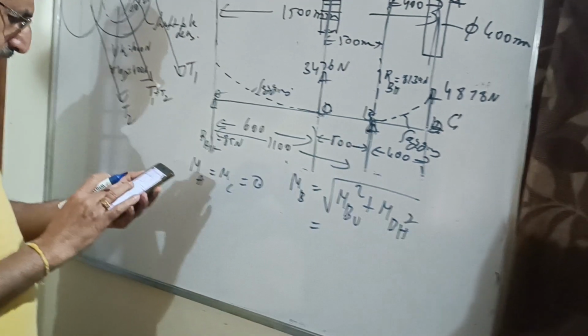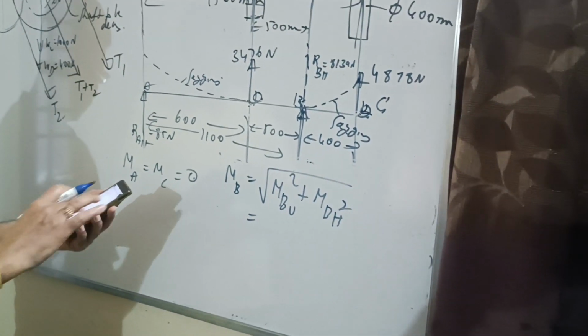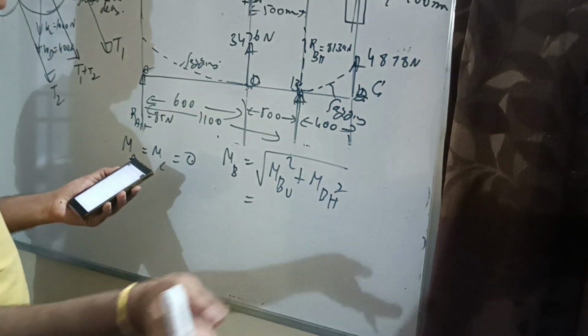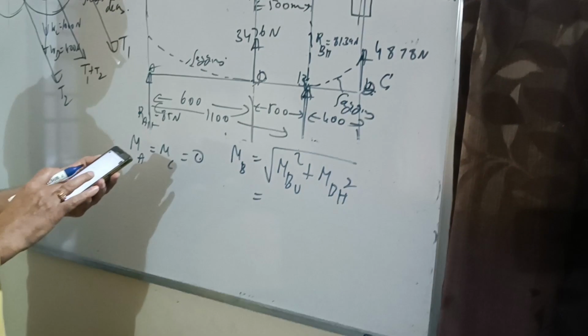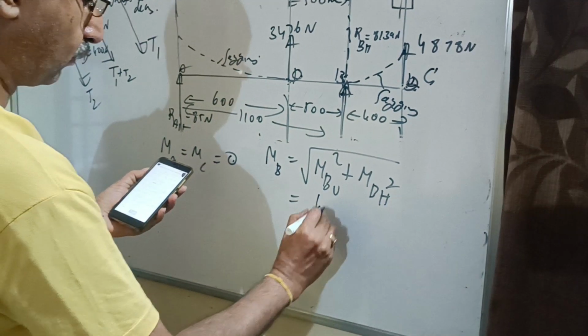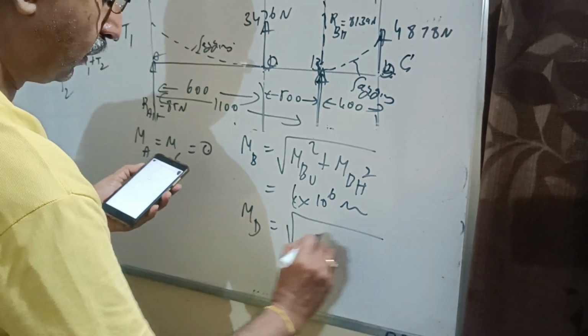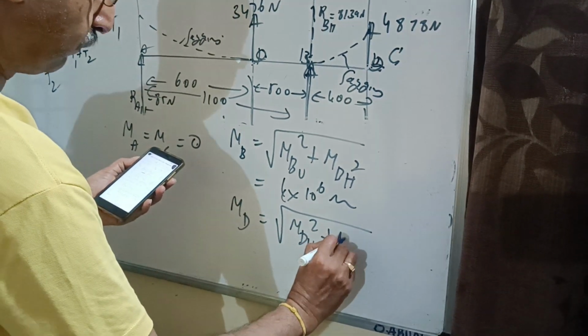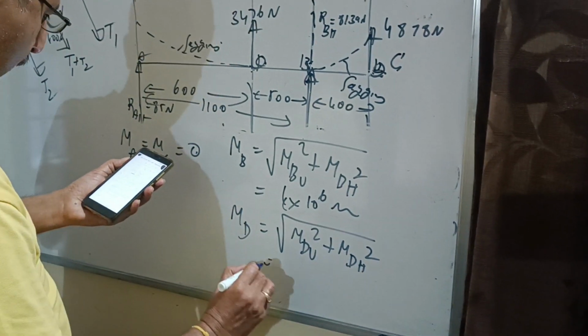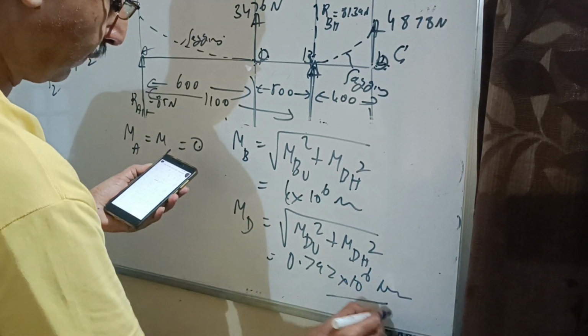Please do all these calculations, because all the values are already available here. Just substitute, and I think for MB I am getting around 4 into 10 raised to 6 Newton millimeter. Similarly MD is the square root of MDV square plus MDH square. If I do that, I am getting 0.792 into 10 raised to 6 Newton millimeter.